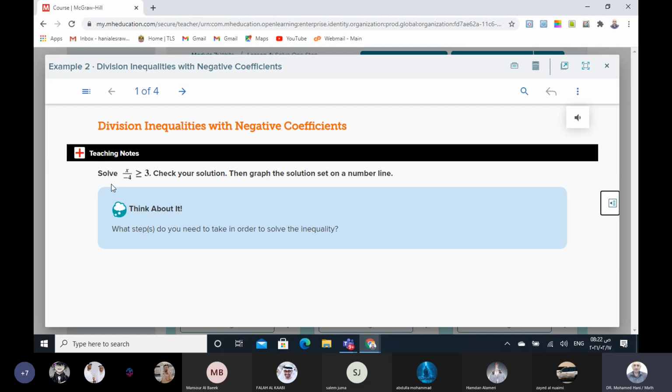The question now: solve x over minus 4 greater than or equal to 3. Check your solution, then graph the solution set on a number line. What steps do you need to take in order to solve the inequality? Now here we have a division inequality with a negative coefficient, as you see. How to solve it?